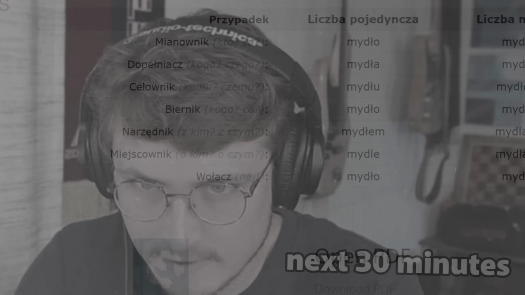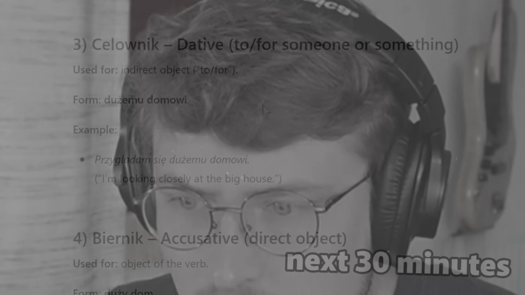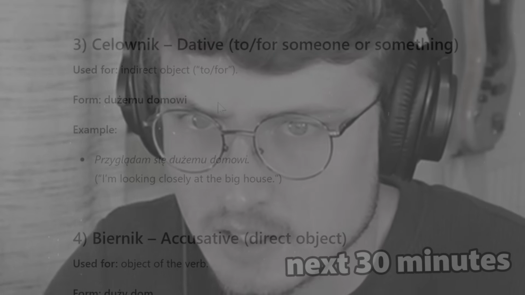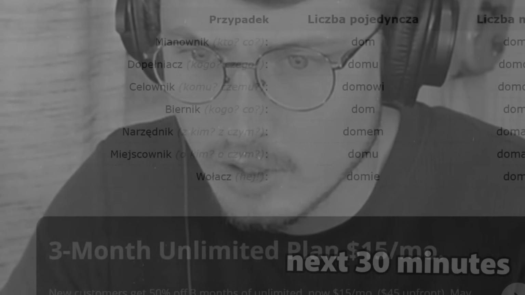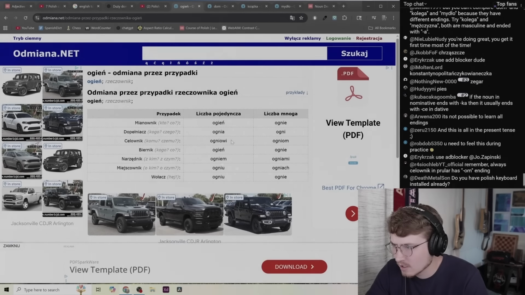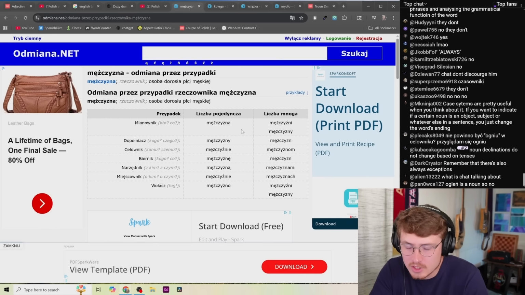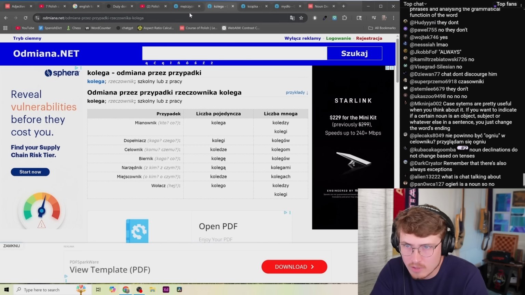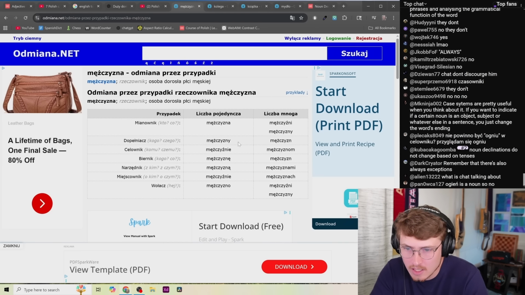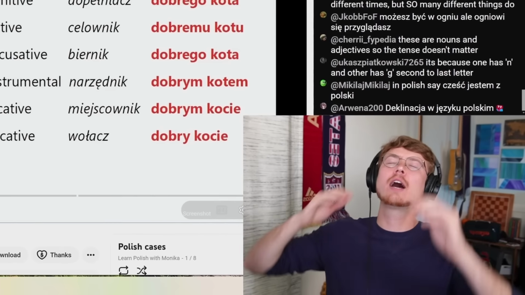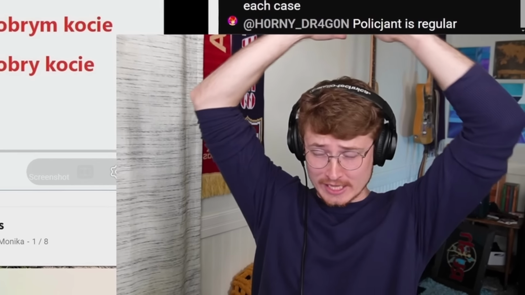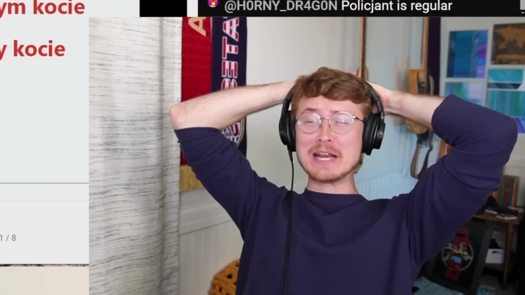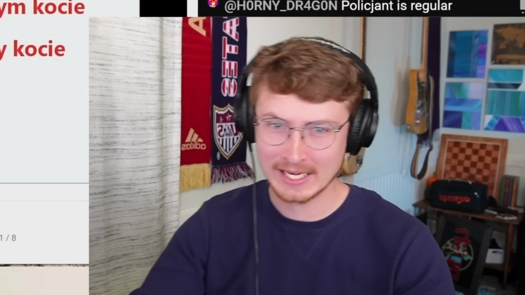Okay, so we've got masculine, feminine, and the dative case, which is for the indirect object, always ends in -owi. Domowi, ogniowi. Oh boy. Mężczyzna, mężczyzny, mężczyznie. These are both masculine nouns, but it isn't even the same. I don't even know how to go about learning this correctly. There are so many exceptions and things depend on different things.